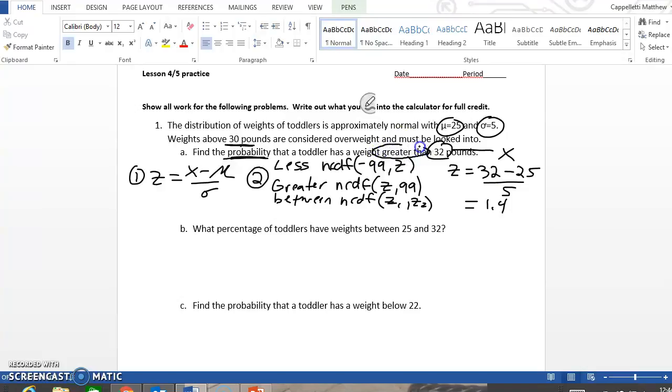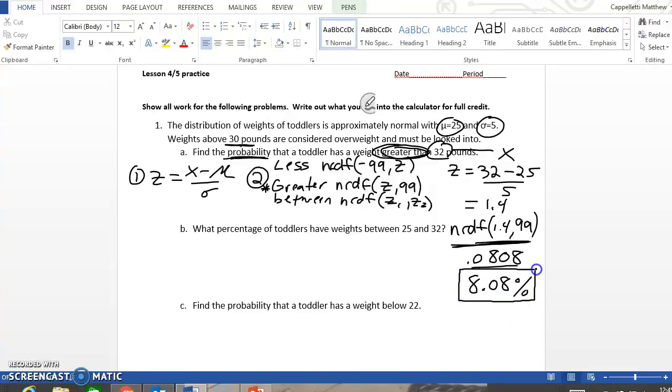This is a greater than problem, so I'm going to use my greater than rule. So I'm going to do normal CDF. I'm going to go 1.4 with my z, comma 99. This function is on your second bars in your calculator. So we'll go to second bar, make sure you choose normal CDF. And when you punch that in, it gives you 0.0808. We want to round this to 4 decimals, and then you can convert that to a percent. So that's 8.08%. And that indicates that 8.08% of toddlers weigh more than 32 pounds.